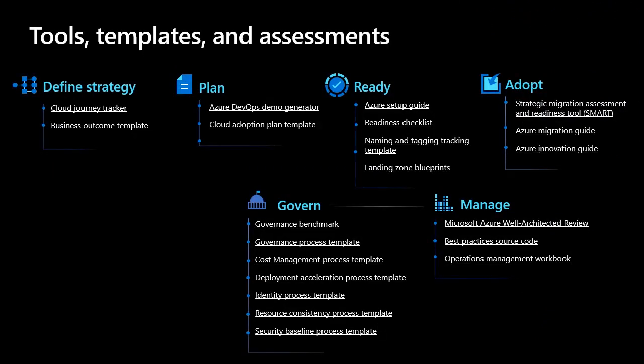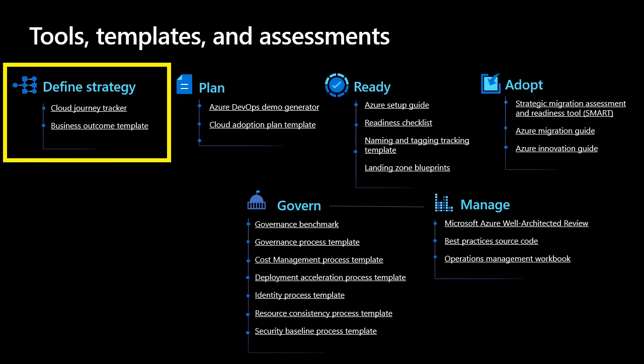Here are just some of the tools. Under Define Strategy, we have the Cloud Adoption Tracker and Business Outcome Template, and under Plan, you have these different tools, and so on and so forth. So again, go to aka.ms/caf so that you can see these different tools and see it for yourself. But I want to spend the rest of the time today just to go through some of them, starting with Define Strategy, which is the first step.